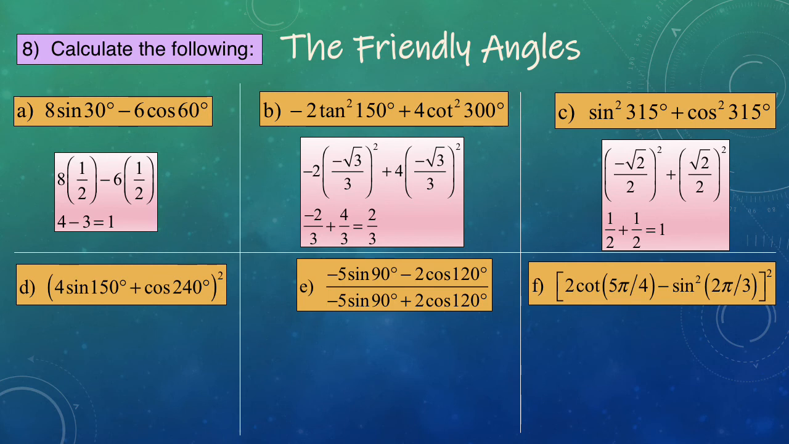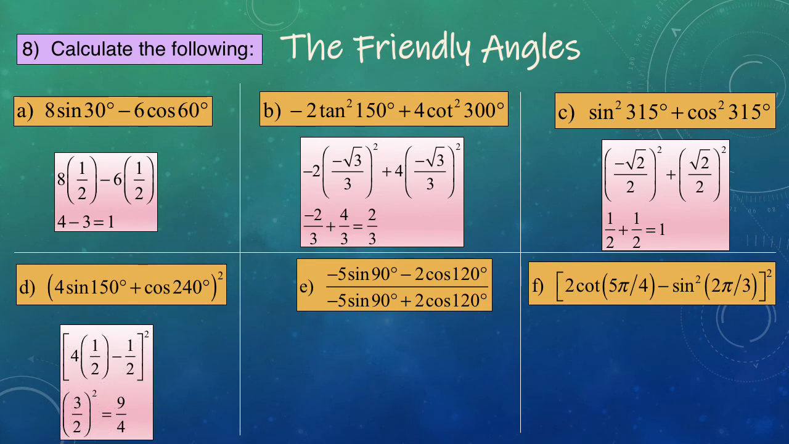Sine of 315 degrees is negative square root of 2 over 2, and cosine of 315 degrees is positive square root of 2 over 2. So we have negative square root of 2 over 2 squared plus square root of 2 over 2 squared. Each of them is 1/2, and 1/2 plus 1/2 is 1.